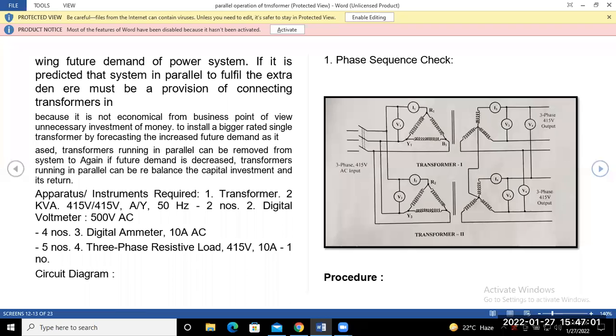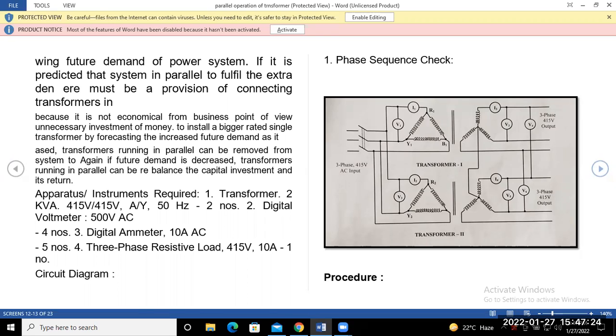and voltmeter, ammeter, if you want to measure the primary side voltage of transformer 1 and transformer 2. You require them for connecting in parallel, and for their primary side and secondary side voltage and current measurement. That means voltmeter and ammeter are required. Okay.